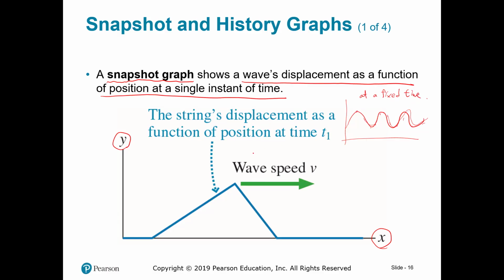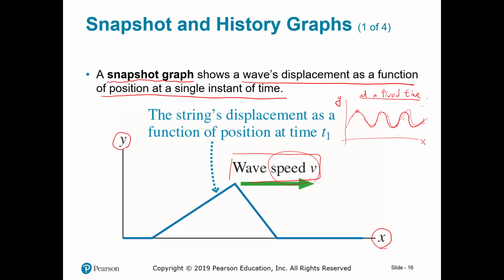Okay. So of course the wave is moving with speed v. That means this crest is traveling with velocity v, if you keep observing it. But again, a snapshot graph is your position versus another position at a fixed time t. That's why it's called a snapshot graph.